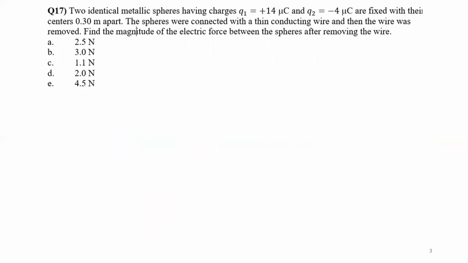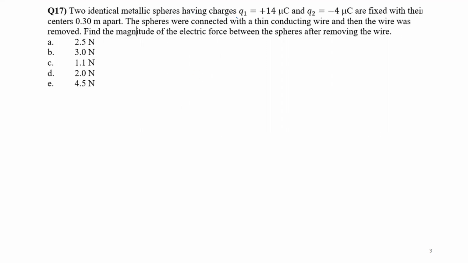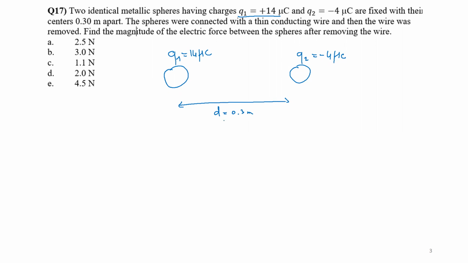Now let's solve this problem here. So let's read it carefully. We have two identical metallic spheres having charge Q1 of 14 microcoulomb and Q2 of minus 4 microcoulomb, fixed with centers that are, let's say, 0.3 meters apart. So I have my first metallic sphere, Q1, 14 microcoulomb. Don't forget, microcoulomb is 10 to the power minus 6 coulomb. Of course, Q2 here has a charge of minus 4 microcoulomb. And the distance between these two is d, which is 0.3 meters. Put everything in SI units.